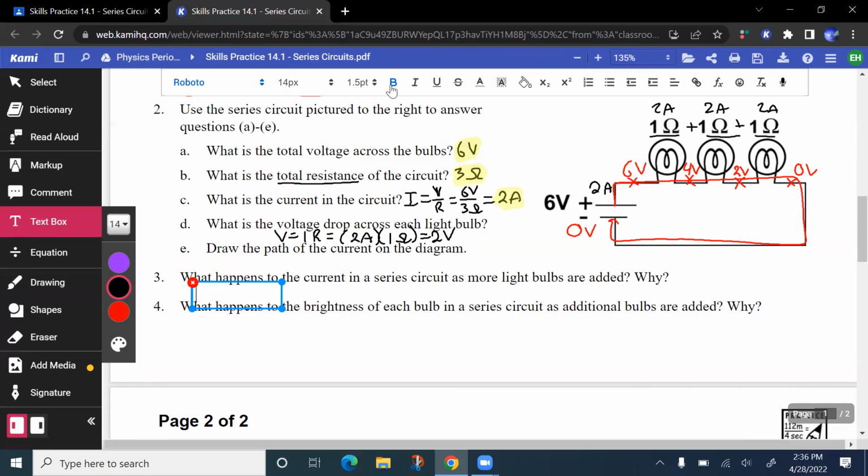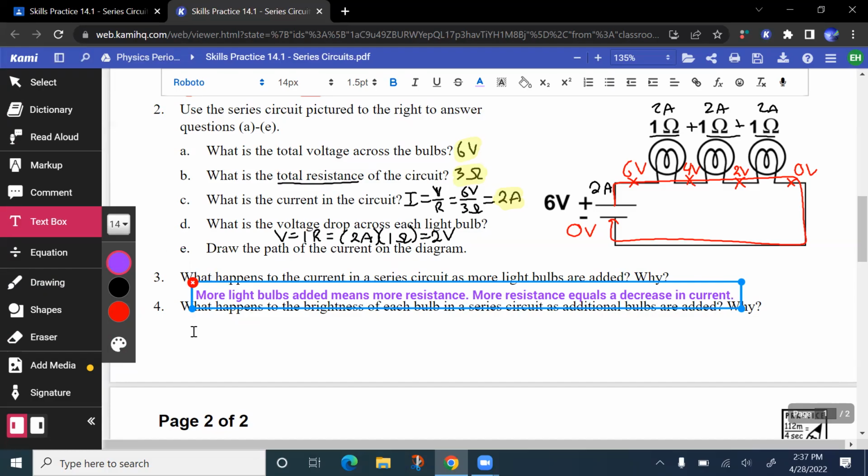More light bulbs added means more resistance. More resistance equals a decrease in current. And it decreased from 3 amps to 2 amps.